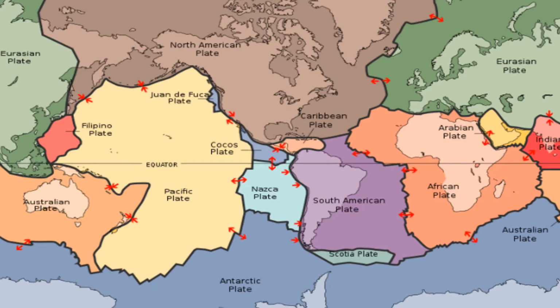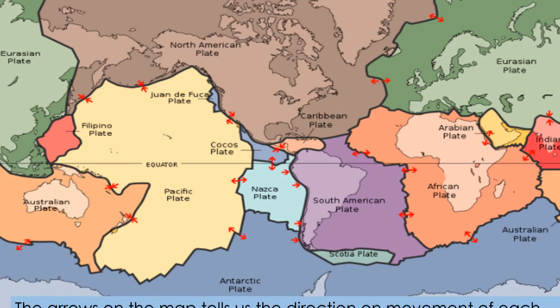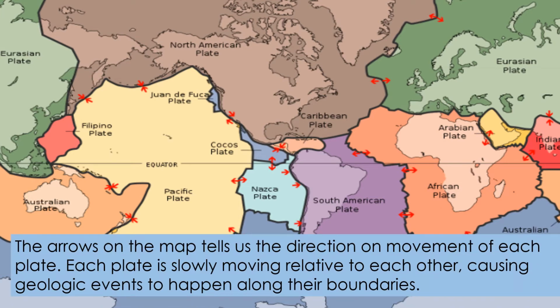What do the arrows in the map indicate? Are all plates moving in the same direction? The arrows on the map tell us the direction of movement of each plate. Each plate is slowly moving relative to each other, causing geologic events to happen along their boundaries.